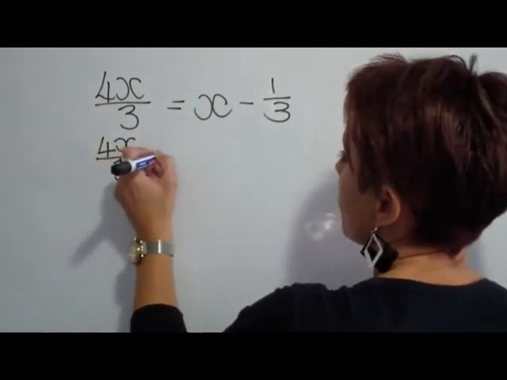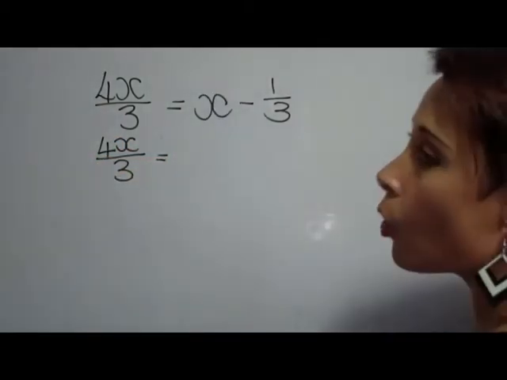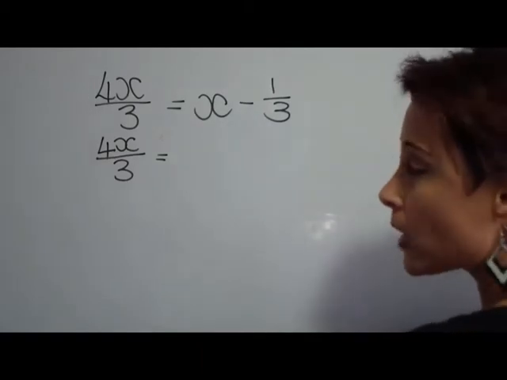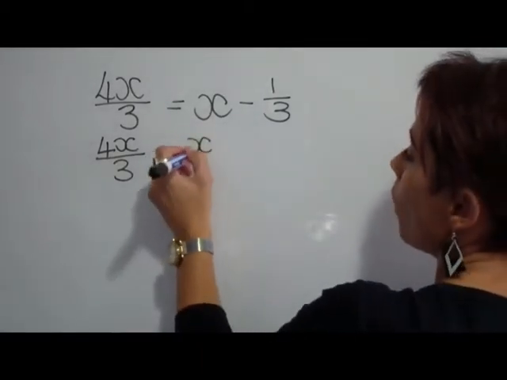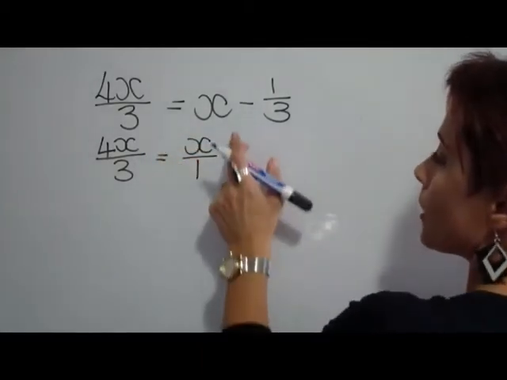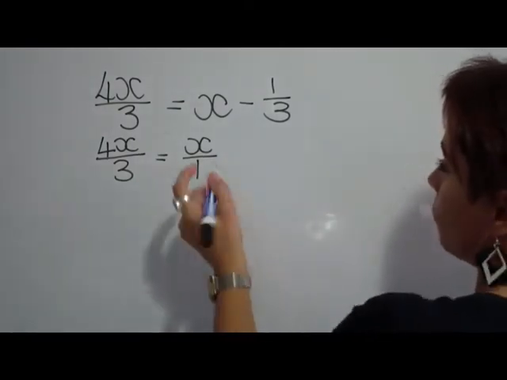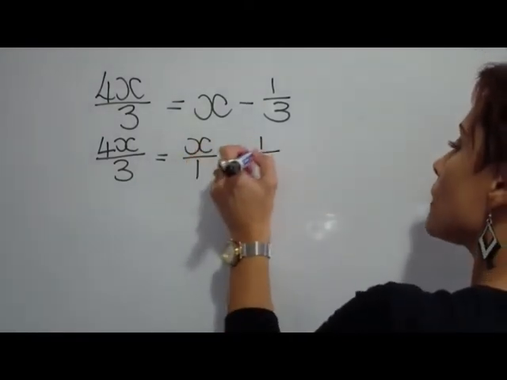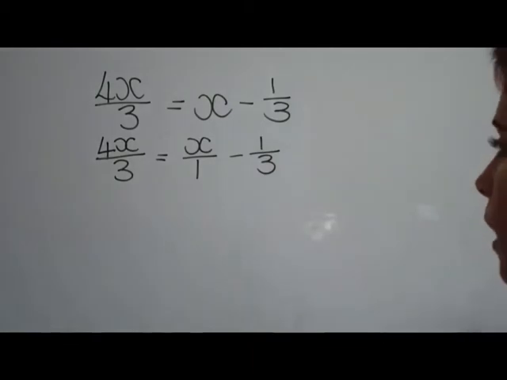So 4x over 3, beautiful. How do we write a whole number as a fraction? We put it over 1. Ons skryf hom as x op 1, want dit is presies dieselfde. Then subtract a third. Okay, beautiful.